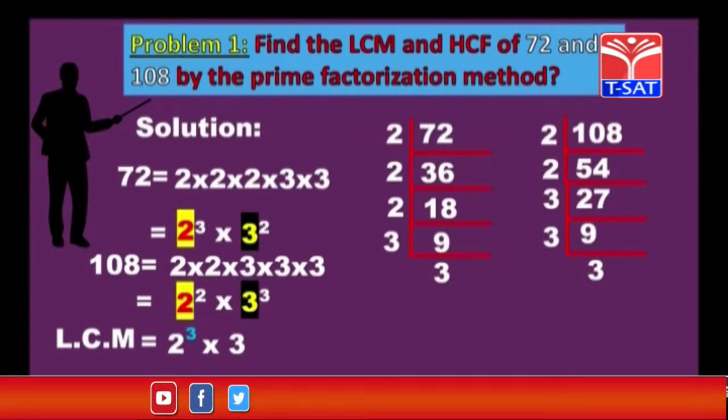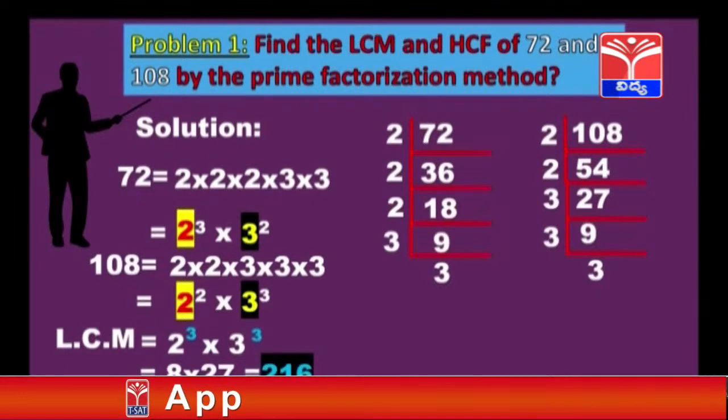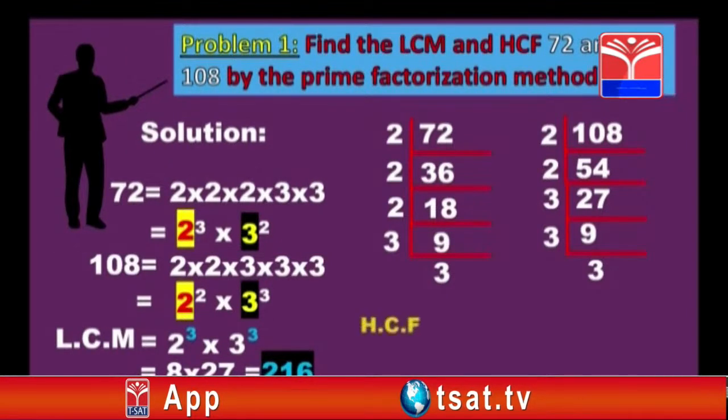And also compare 3 square and 3 cube. The highest power is 3. I should write 3 power 3. So 2 cube is 8 and 3 cube is 27, which gives 216. Now 216 is the LCM. Now coming to the HCF.